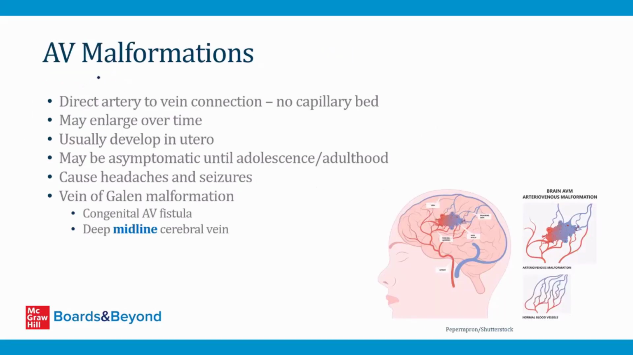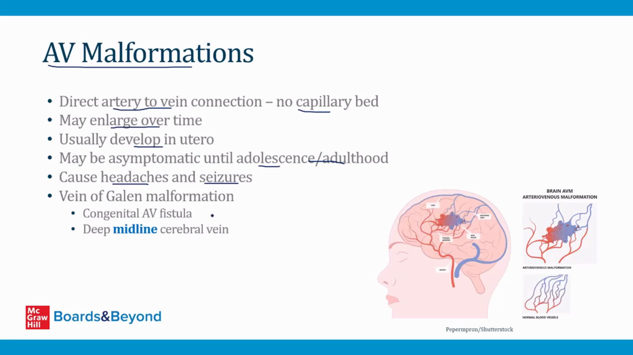And then the last topic for this video that I'll discuss are AV malformations. So AV malformations are direct connections between an artery and a vein in the brain with no capillary bed in between. And these can potentially enlarge over time, and that can lead to neurodeficits. Usually these develop in utero, but they're often asymptomatic until adolescence or adulthood when they can start to enlarge. And that can lead to things like headaches and also seizures and other neurologic deficits.